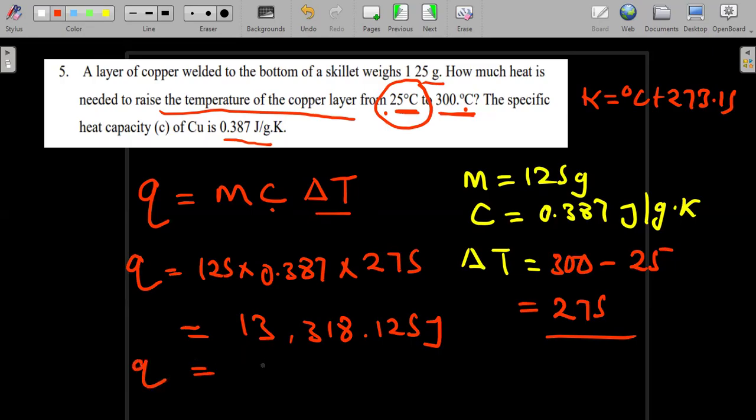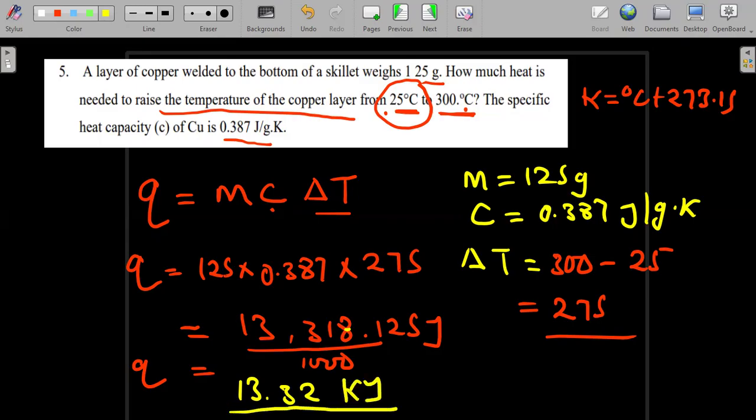We can even put this heat in kilojoules. So we divide everything by 1000. When you divide this number by 1000 to put it in kilojoules, we are going to get 13.3. I can round it off to 13.32, and that will be kilojoules. So this here will be the amount of heat needed to raise the temperature of that copper layer from 25 degrees Celsius to 300 degrees Celsius.